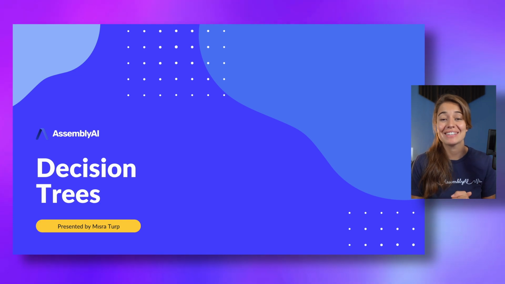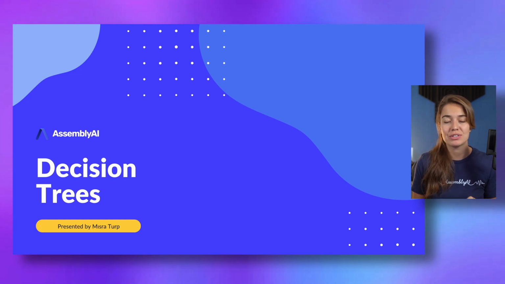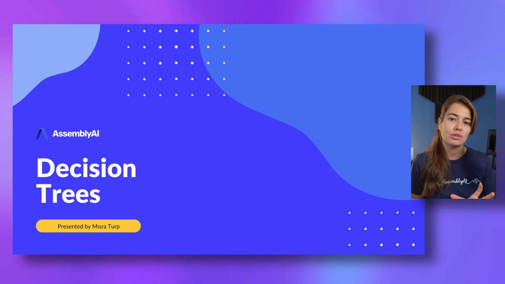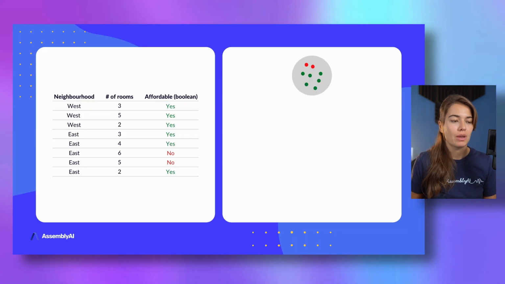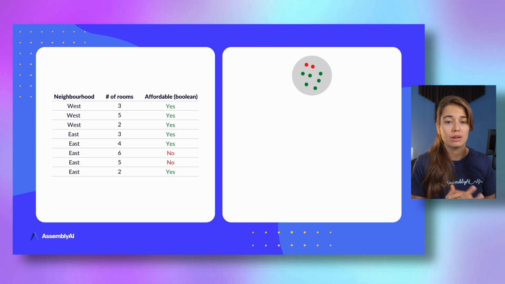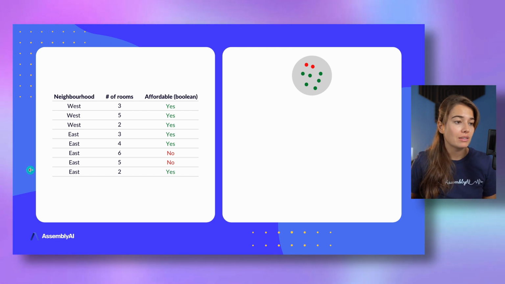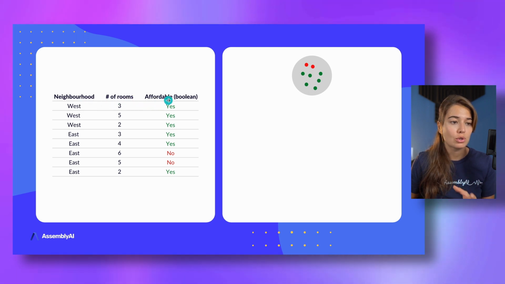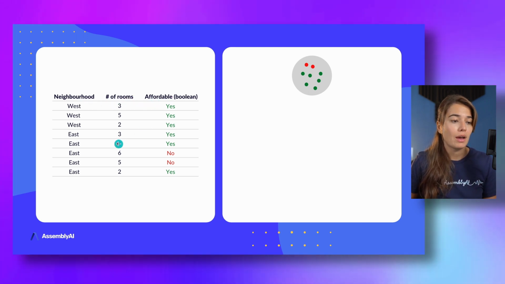and welcome. In this lesson, we're going to learn how to implement decision trees from scratch. So let's first take a look at how decision trees work. Let's say this is a data set that we have. It's a data set of whether we can afford a house or not. And it has information of which neighborhood it is in and how many rooms it has, and also the affordability.